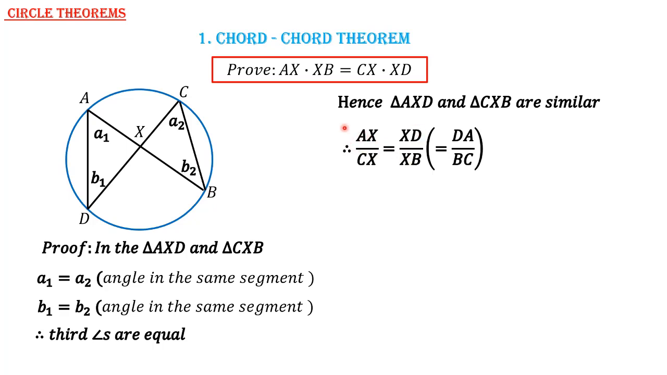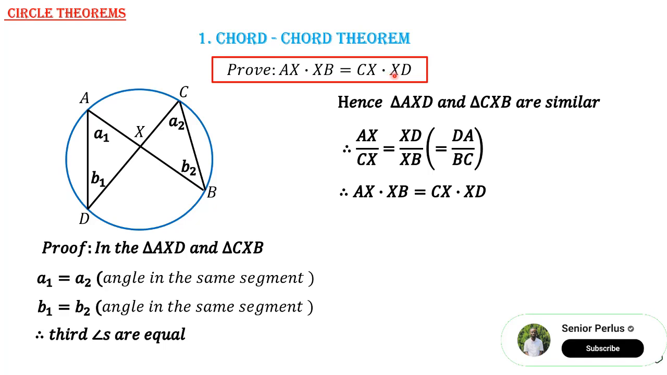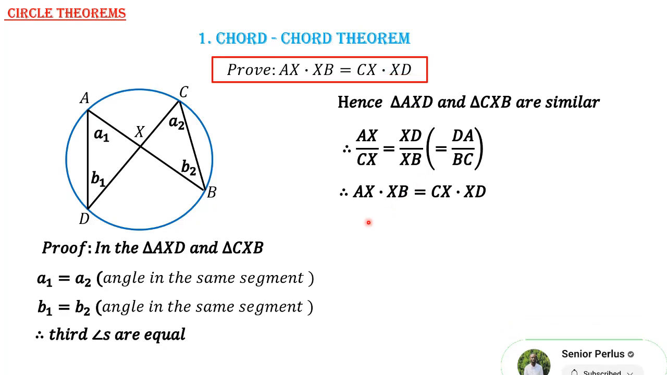AS divided by CS equals SD over SB. Therefore, if you do cross multiplication, AS times SB equals CS times SD. That's why we are saying that we are proving that AS times SB is the same as CS times SD. So this is proved. Therefore, QED. Good. That is the chord theorem.